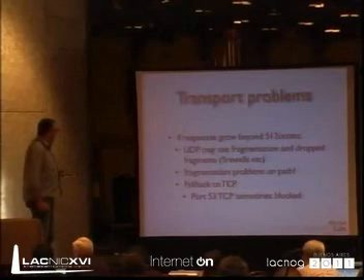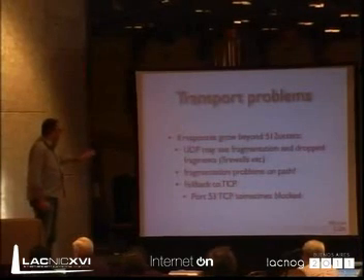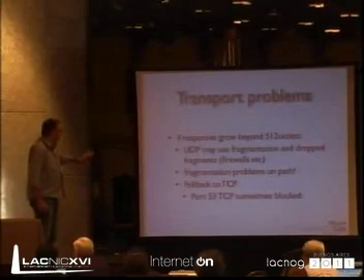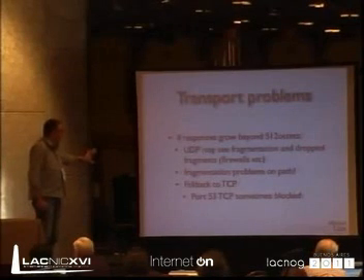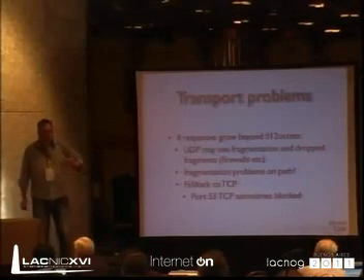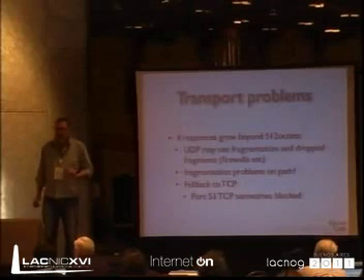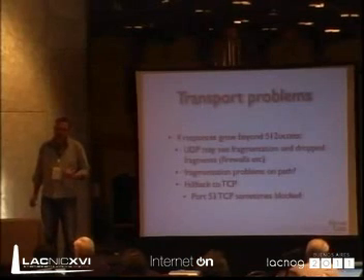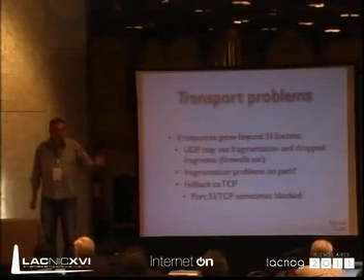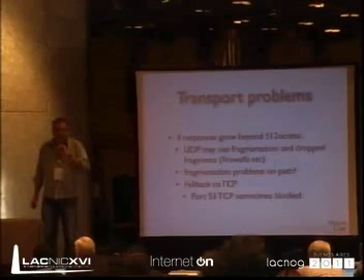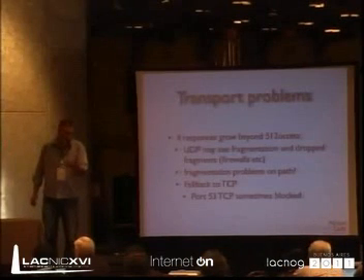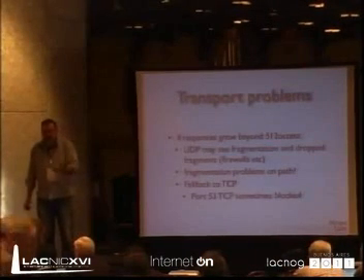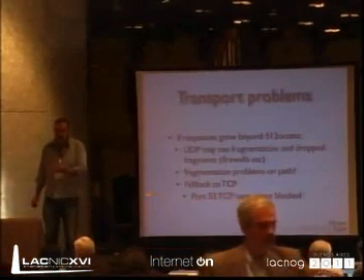Transport problems, I just covered them. UDP might see fragmentation because of firewalls. There is usually fallback to TCP, but TCP port 53 is often blocked on firewalls, or sometimes blocked on firewalls as well. If you run a DNS infrastructure, make sure those firewalls do take care of UDP traffic and TCP traffic. Both are needed.